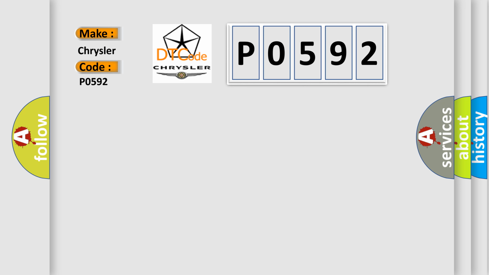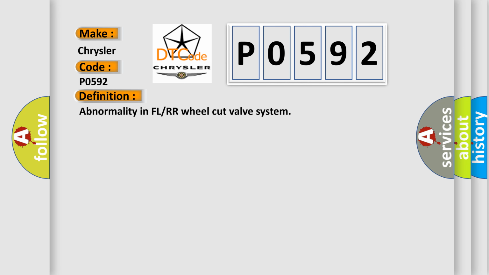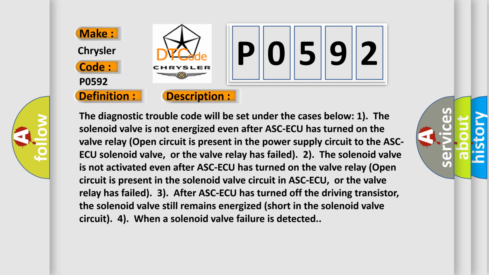The basic definition is abnormality in FL or RR wheel cut valve system. And now this is a short description of this DTC code. The diagnostic trouble code will be set under the cases below.